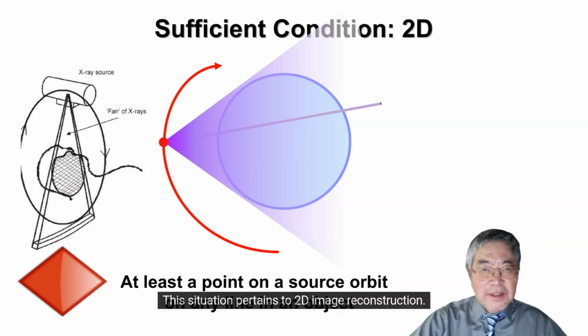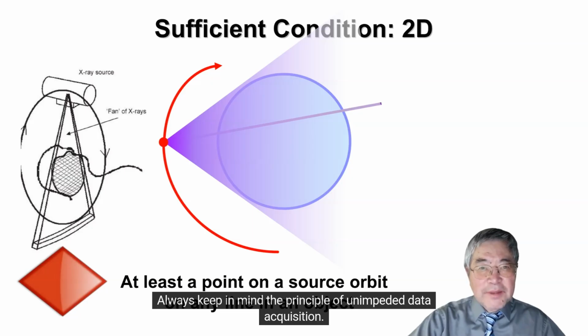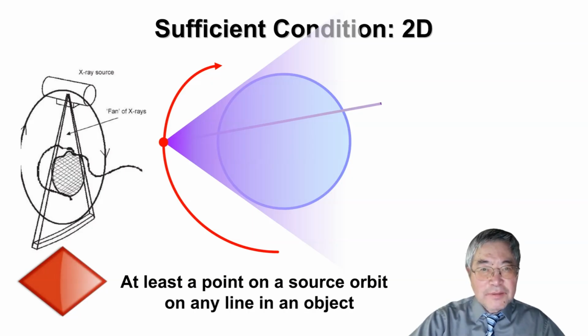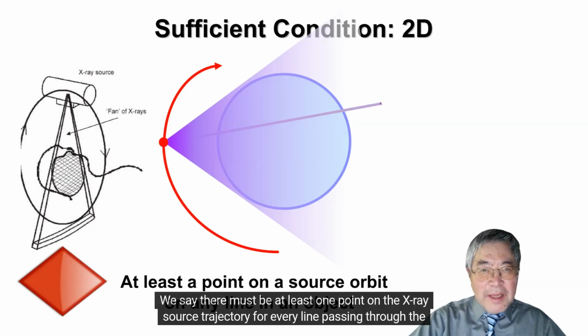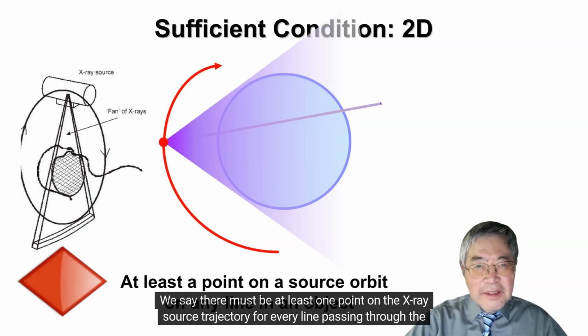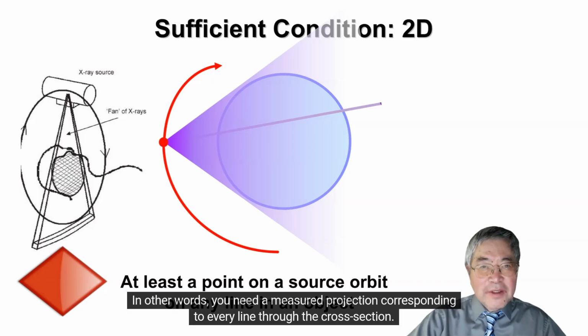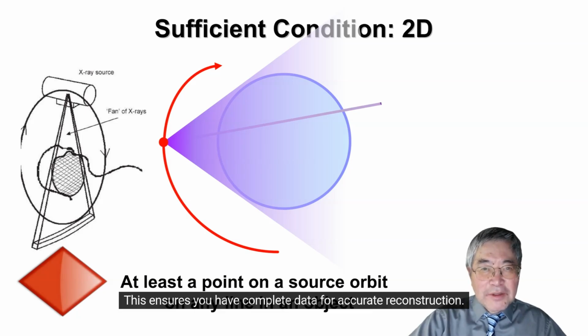This situation pertains to 2D image reconstruction. Always keep in mind the principle of unimpeded data acquisition. We say there must be at least one point on the X-ray source trajectory for every line passing through the object. In other words, you need a measured projection corresponding to every line through the cross-section. This ensures you have complete data for accurate reconstruction.